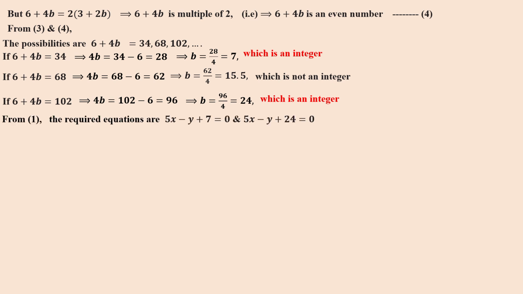Therefore, from equation 1 the required equations are 5x - y + b = 0, taking the number 7, that is 5x - y + 7 = 0, and for the second number, 5x - y + 24 = 0. Those are the required equations.